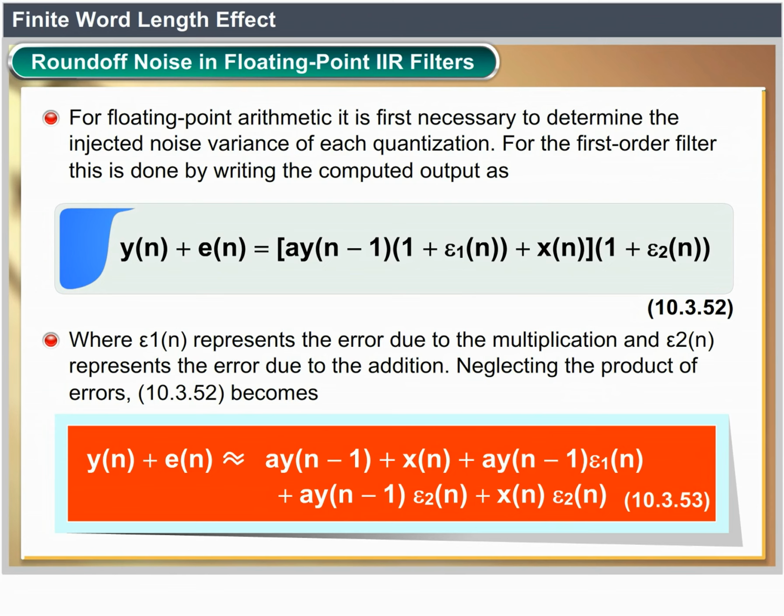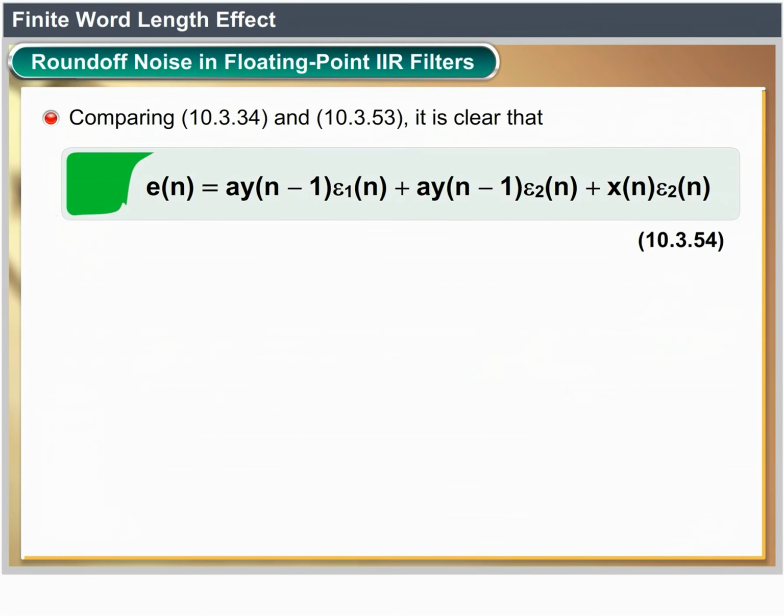Neglecting the product of errors, 10.3.52 becomes y(n) + e(n) approximately equal to a y(n−1) + x(n) + a y(n−1) ε₁(n) + a y(n−1) ε₂(n) + x(n) ε₂(n), called equation number 10.3.53. Comparing 10.3.34 and 10.3.53, it is clear that e(n) equals a y(n−1) ε₁(n) + a y(n−1) ε₂(n) + x(n) ε₂(n), called equation number 10.3.54.